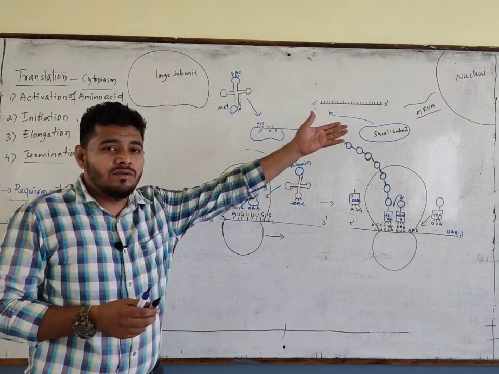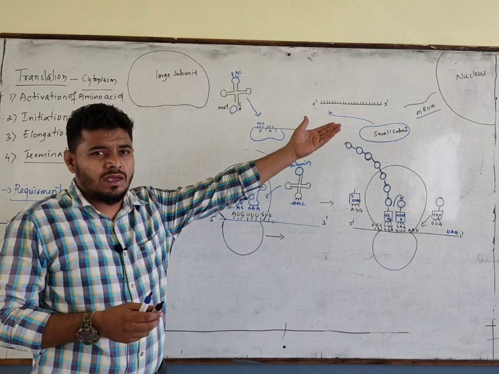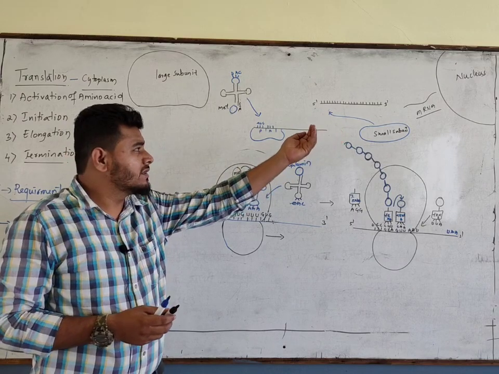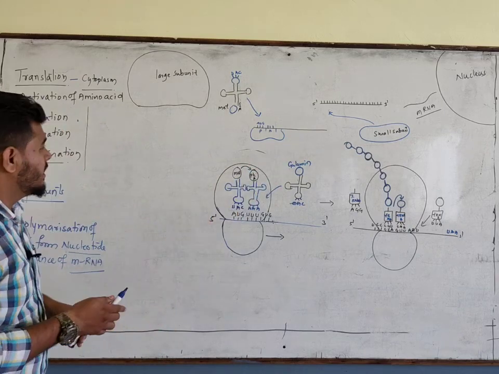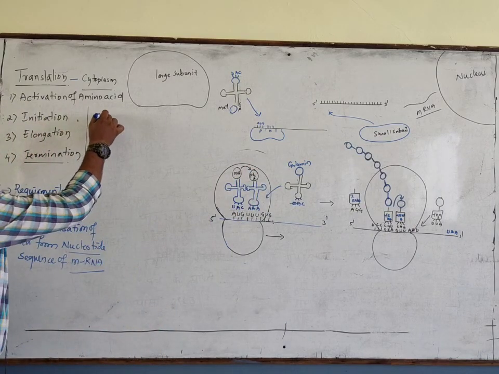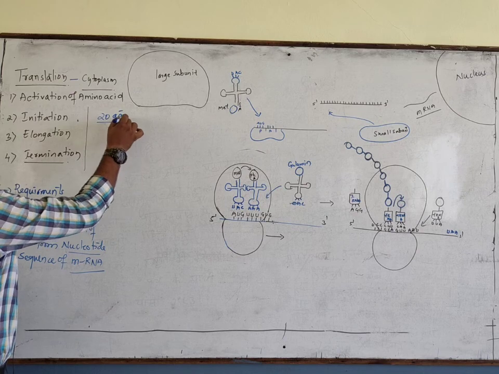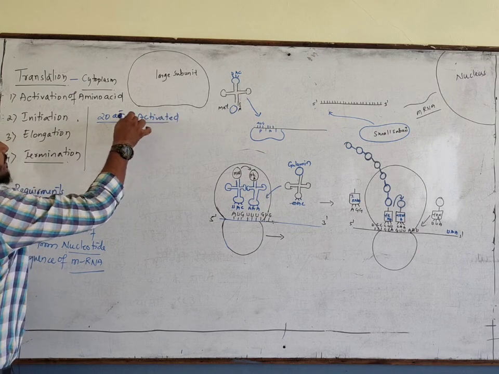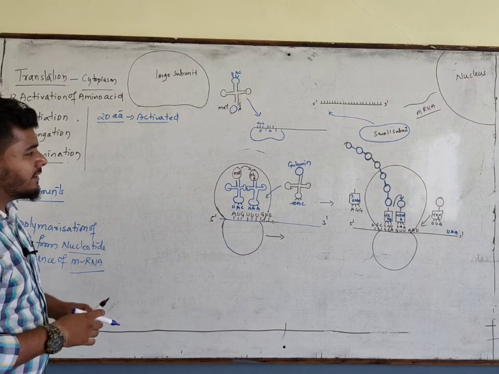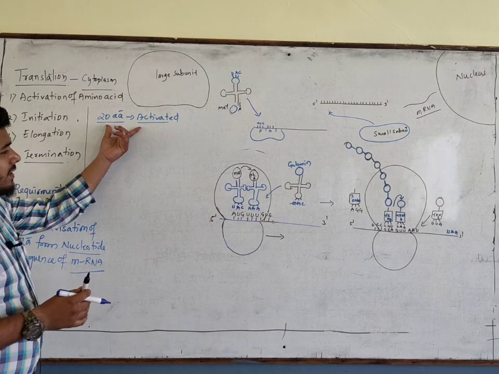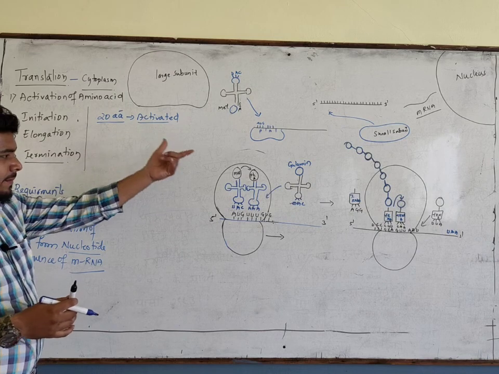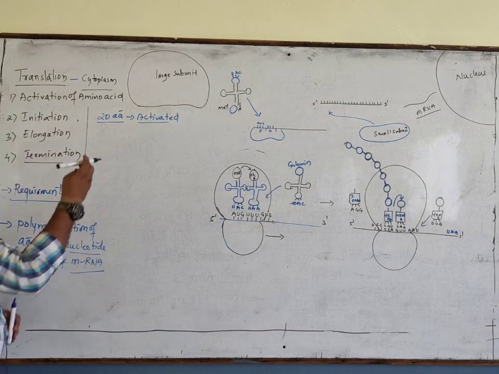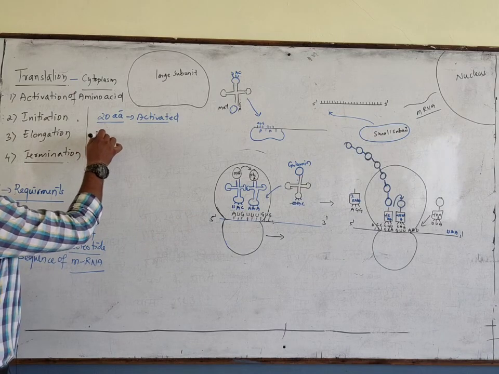Soon when the modification takes place in mRNA, and when it leaves from nucleoplasm to cytoplasm, all the 20 amino acids get activated. All 20 amino acids get activated because these amino acids are required in the next processes. So how will these amino acids be activated?